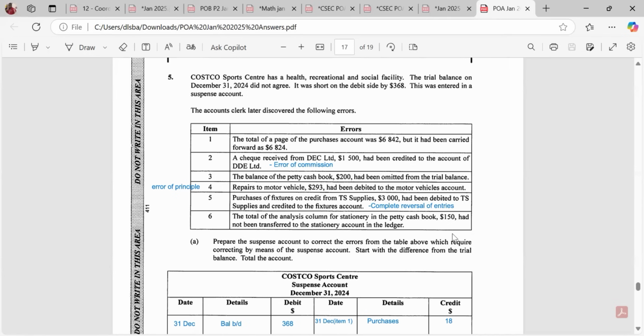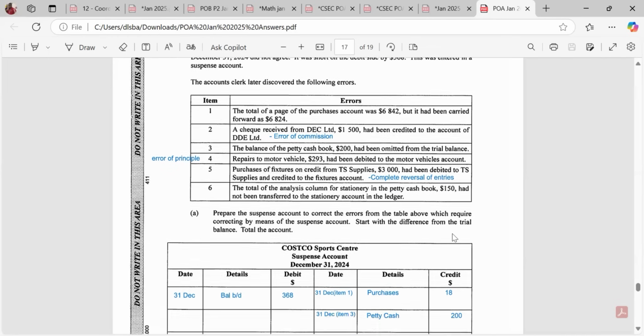Right? It was short on the debit side by 368. This was entered in a suspense account. You see the play there already. So we know it's going to be a suspense account question, but that doesn't mean it's going to only be a suspense account question, right? They can mix in errors that do not affect the trial balance with errors that do. We have to be able to identify the difference, right?